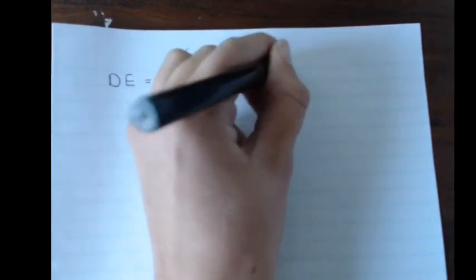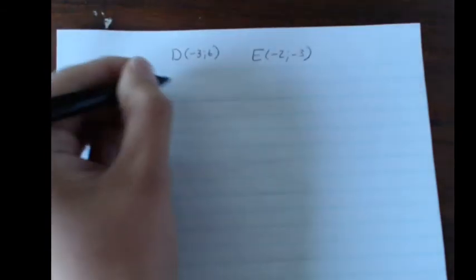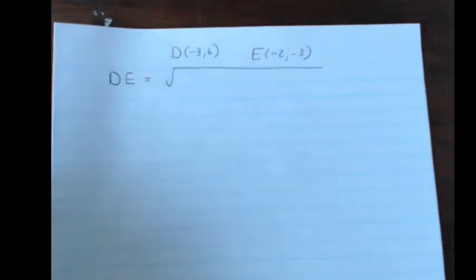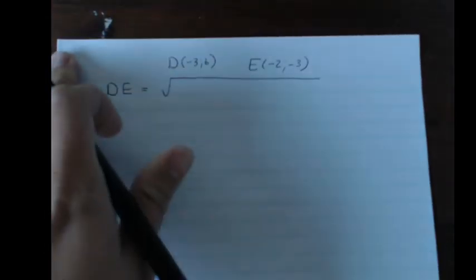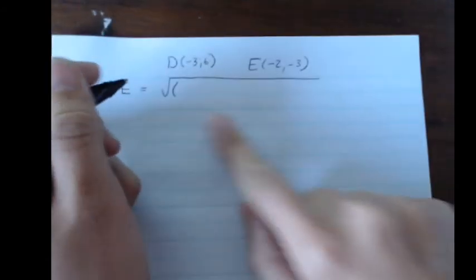So let's do that. I'm going to calculate the length of DE. D is (-3, 6), and E is (-2, -3). If you still need to write your xy's there on top and write the formula, that's fine. I'm not going to do that now. If you wish to, you can pause the video and quickly do that first and see if you substitute the same as me here.